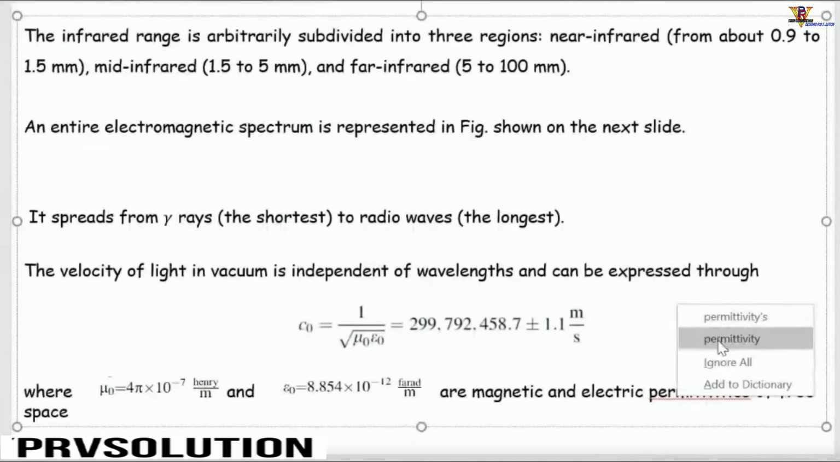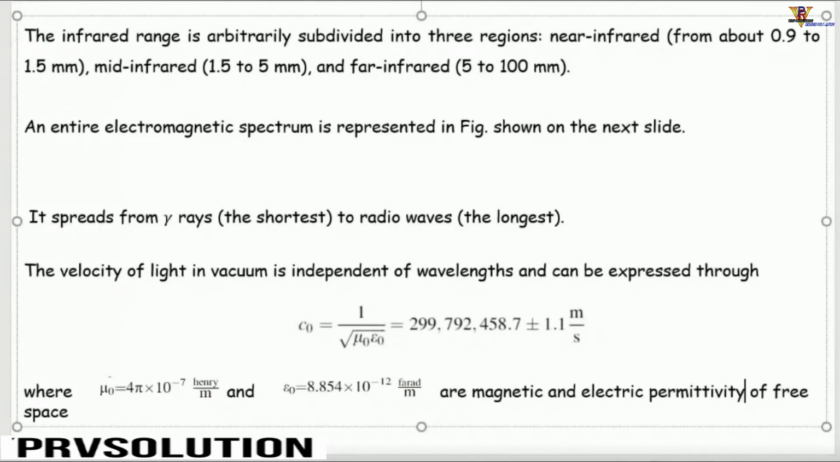Electric permittivity of free space, that is epsilon naught, has a fixed value, and the magnetic permittivity, that is mu naught, also has a fixed value. If we put the values of mu naught and epsilon naught, we will have this velocity of light in vacuum, means no hindrance is there. It is constant and approximately equals 3.8 into 10 to the power 8 meter per second.